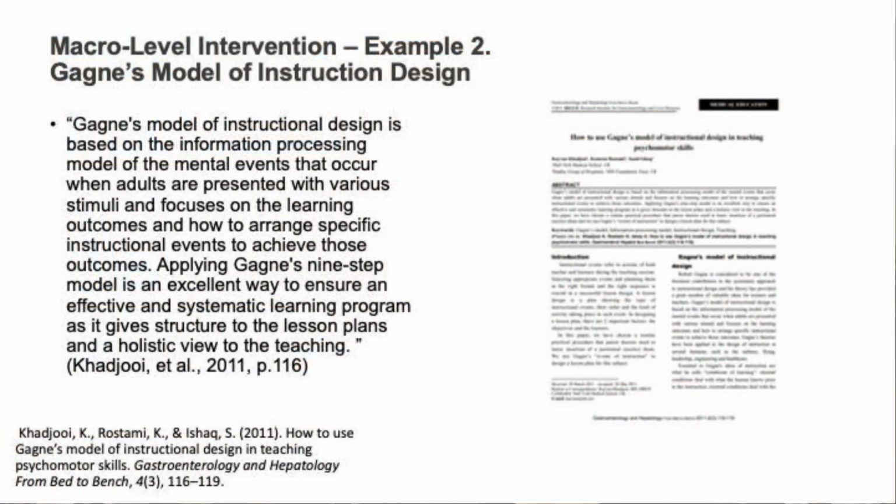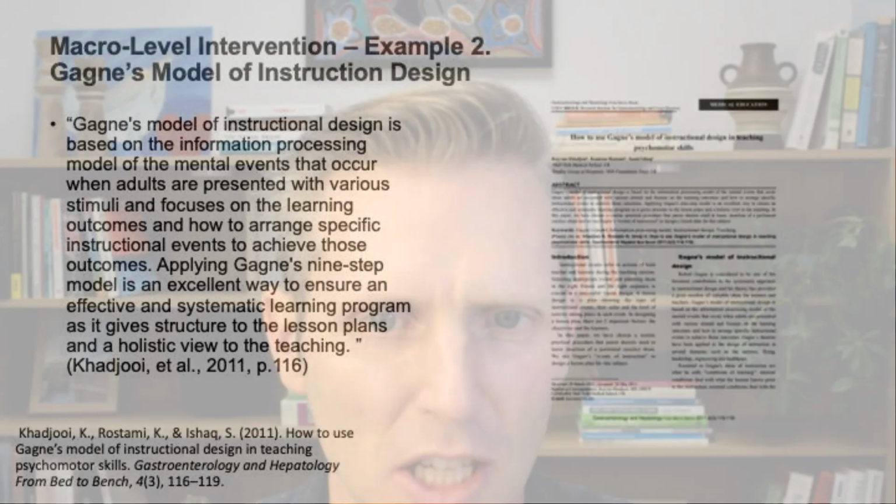Let's take a closer look at one of the publications that followed some of his work in the medical sciences. So they said that Gagne's model of instructional design is based on the information processing model of the mental events that occur when adults are presented with various stimuli, and focuses on the learning outcomes and how to arrange specific instructional events to achieve those outcomes. Applying Gagne's 9-step model is an excellent way to ensure an effective and systematic learning program, as it gives structure to the lesson plans and a holistic view to the teaching.